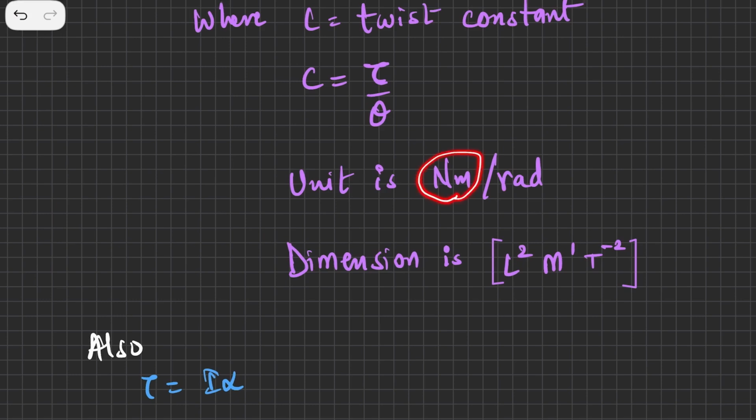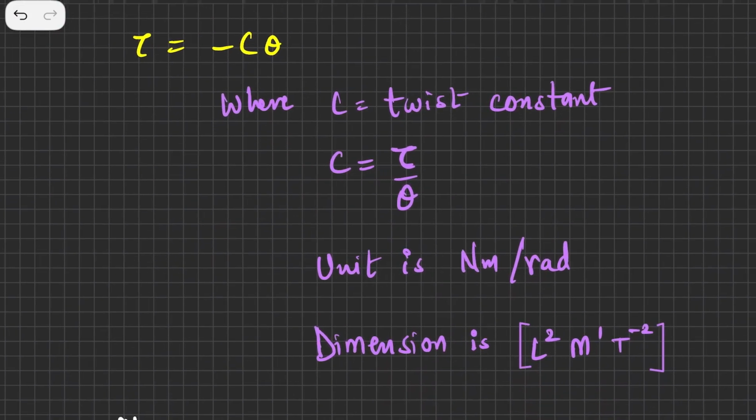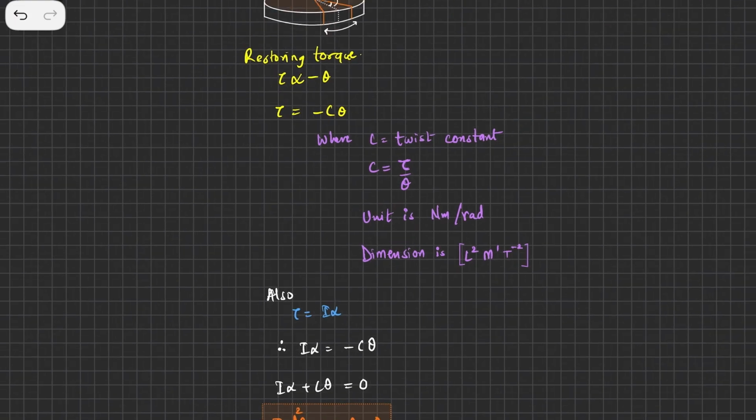So Newton meter is basically the dimension, the same as work done as well, energy as well. L² M¹ T⁻² would be the dimension for torque as well as twist constant. Now we'll derive a small equation in this.